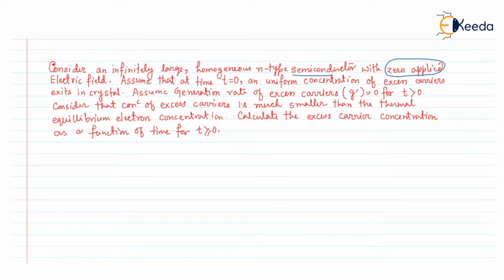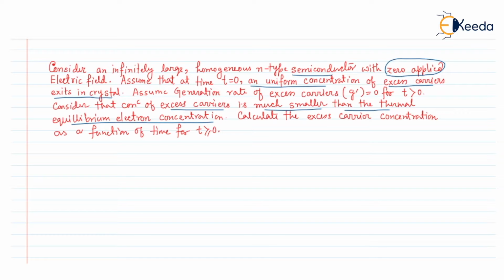Assume that at time t equals 0 a uniform concentration of excess carriers exists in the crystal. Assume the generation rate of the excess carriers, that is G dash, is 0 for t greater than 0, and consider that the concentration of the excess carriers is much smaller than the thermal equilibrium concentration, and calculate the excess carrier concentration as a function of time for t greater than or equal to 0.